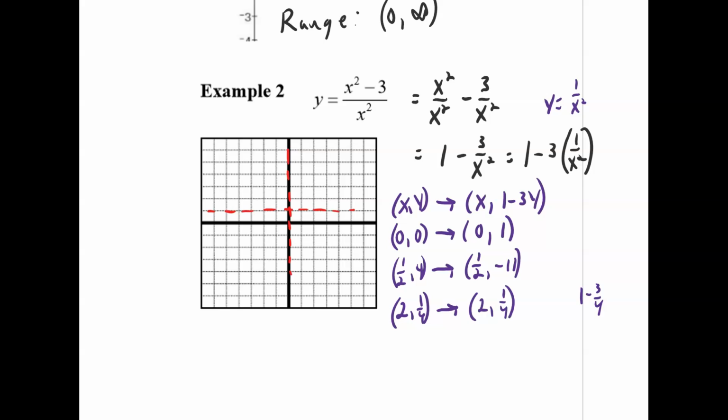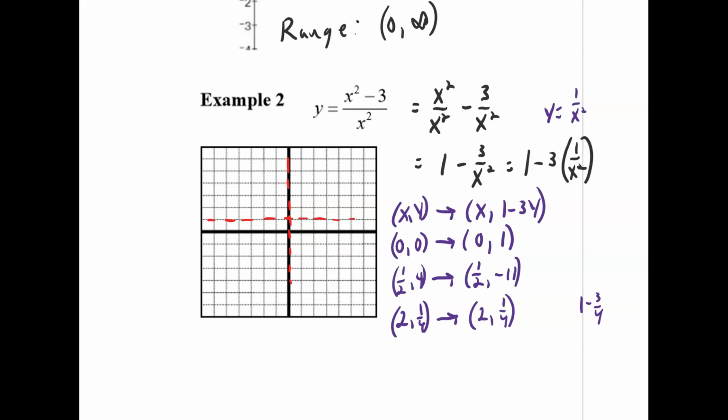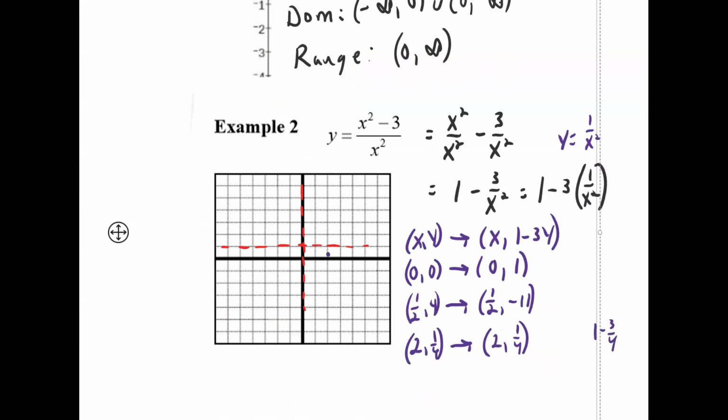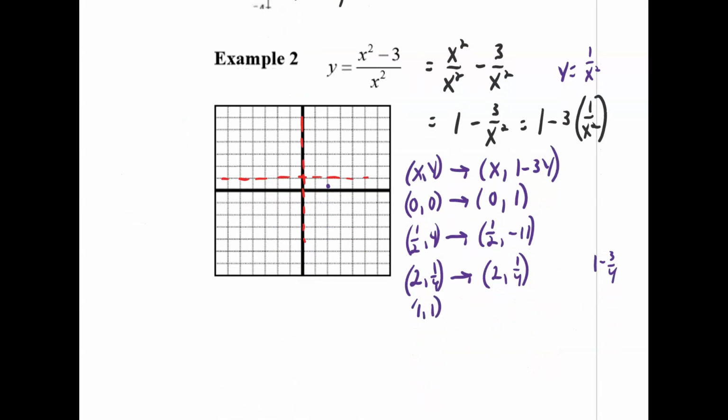All right, let's see what we can do with this as far as just plotting these points that we have so far. So we know that we have 2, 1/4, we'll just put that right about there. All right, one thing we definitely don't want to skip is that one of the main points on here is the 1, 1. We didn't put that one in there yet. So let's put the 1, 1 and see what happens with that. So we get 1 doesn't change, and then 1 minus 3 times 1 is 1 minus 3, or -2. So we have the point 1, -2 right there.